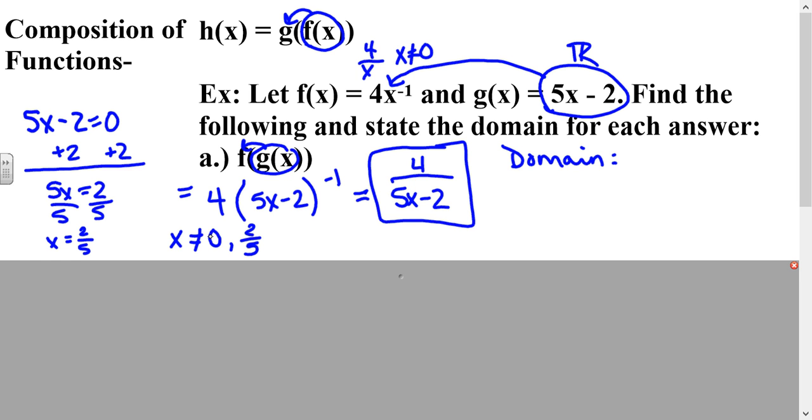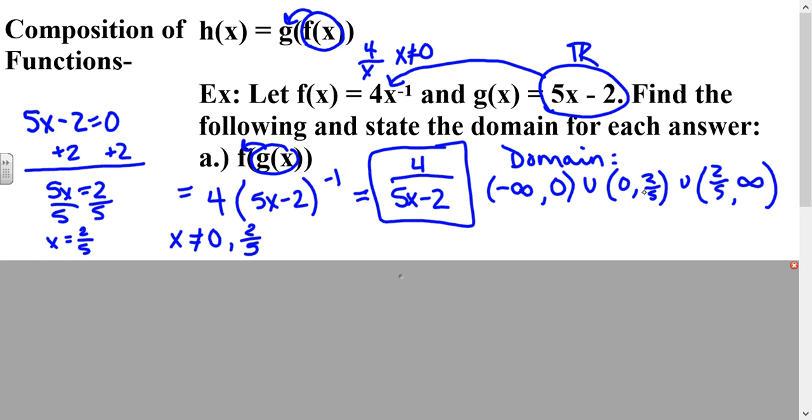So I can go all the way up to 0. So I can go from negative infinity to 0, but 0 cannot be included, so I'm going to put a parenthesis around it. And then I can plug in any number from 0 to 2/5, but neither of those numbers can be included, so I have to put parentheses around them. And then I can plug in any number from 2/5 to positive infinity. So this is what it would look like. So I can plug in any number except for 0 or 2/5.